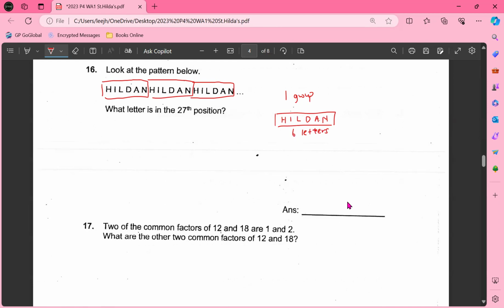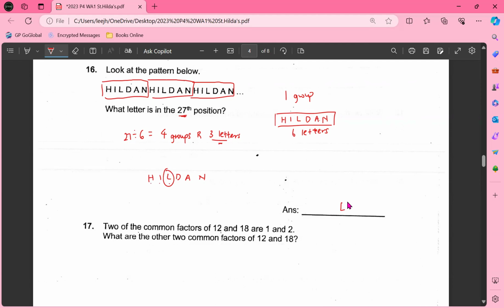So if I need to find the 27th position, I'm just going to find out how many groups of 6 letters there are in 27 letters. 27th position means the 27th letter. So I'm going to take 27 divided by 6. Nearest groups will be 4 groups because 4 groups will be 24 letters, and the remainder is 3 letters. So that means 4 groups, it will end at an N. So there's a remainder of 3 letters to the 27th position. If I were to list it out, Hildan. So at N already. 3 more letters to position 27. So 1, 2, 3. My answer is L.